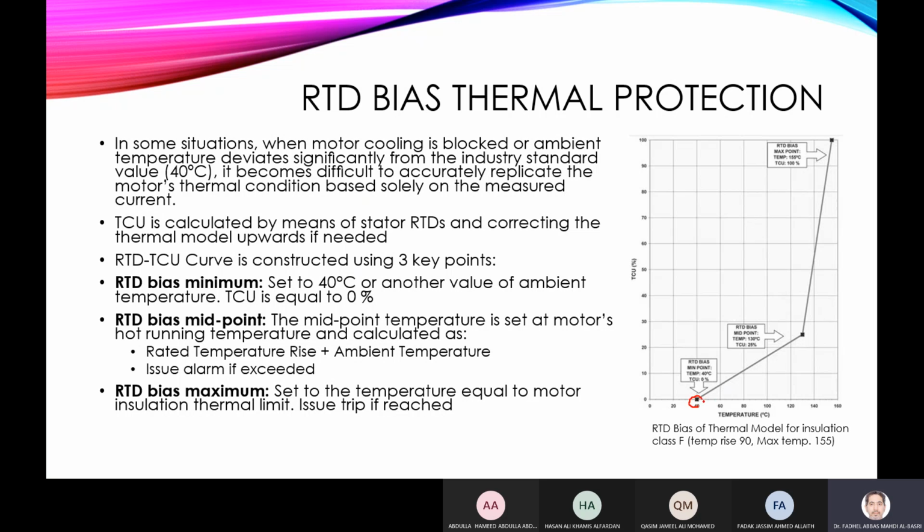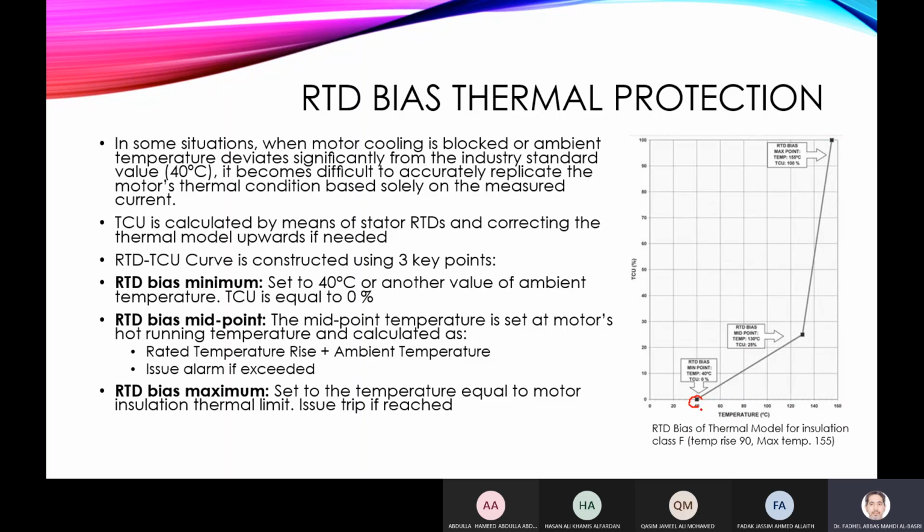This is the first point where I have no problem with thermal limit. This is the thermal capacity used, TCU. Thermal capacity used means how much of the thermal limit you have used so far. If it's 0, it means we have not used any. 100% means the motor has already reached its thermal limit. Based on temperature, you know what my limit is.